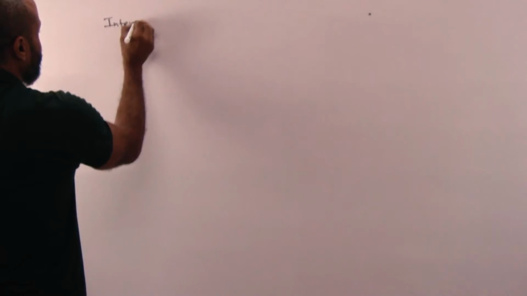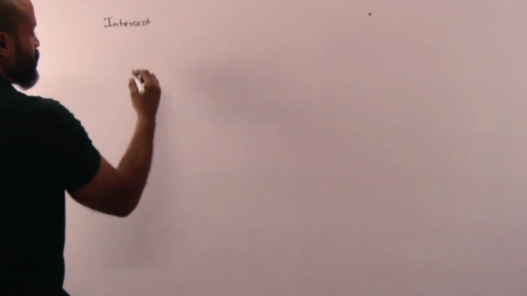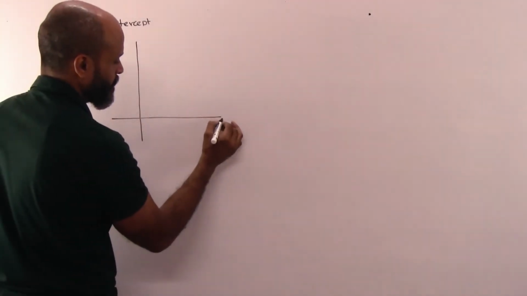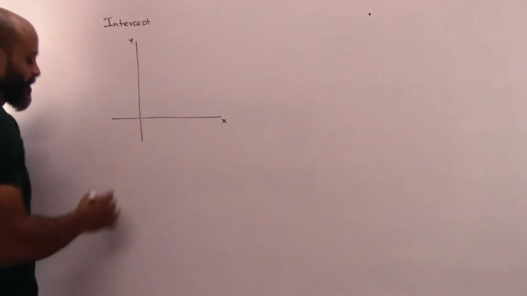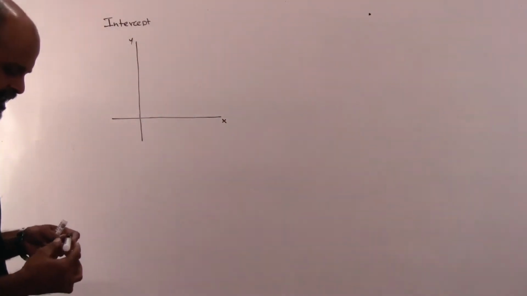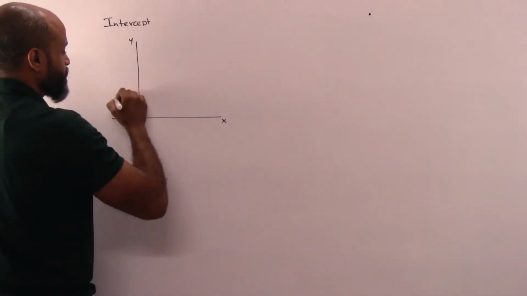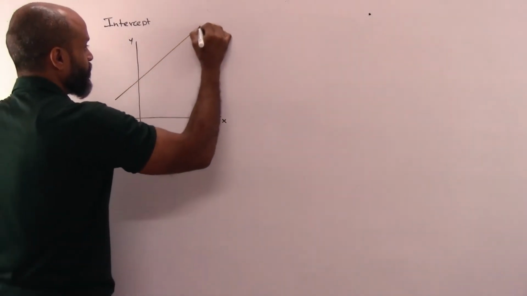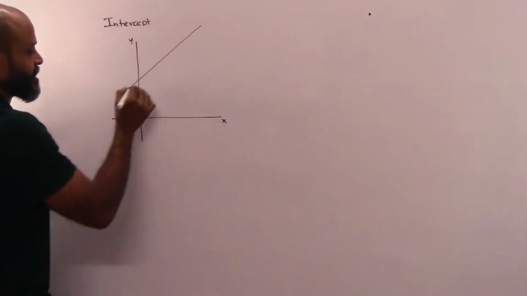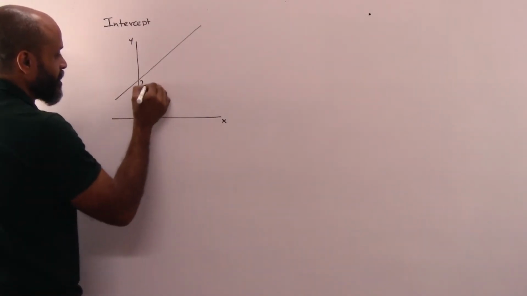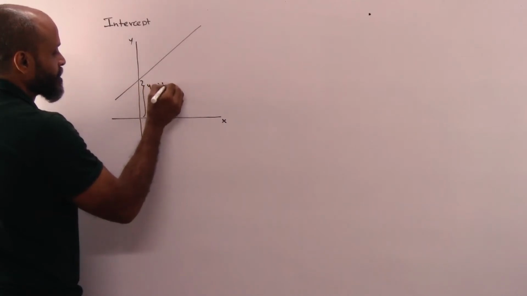What is basically an intercept? We need to understand here what an intercept is. Let's say we have here the y-axis and here the x-axis. Intercept means, let's say this is a line and this is making an intercept on the y-axis. So this will be the y-intercept of this line.